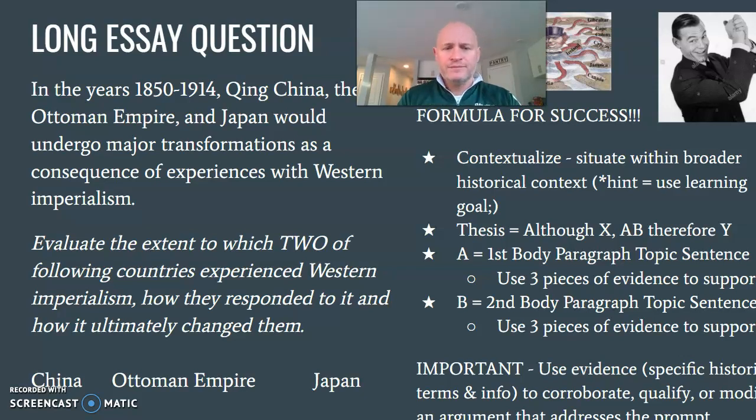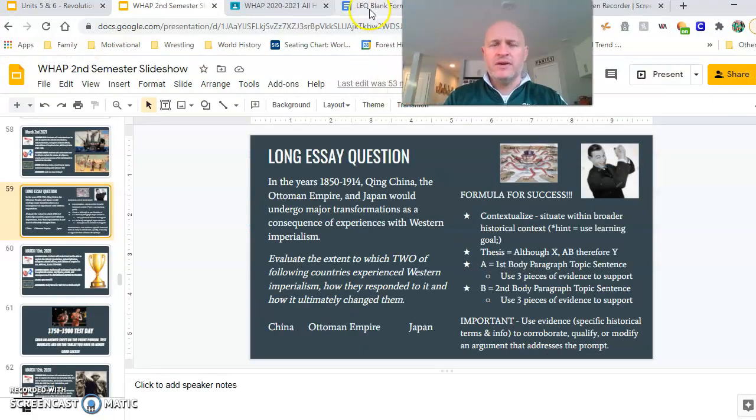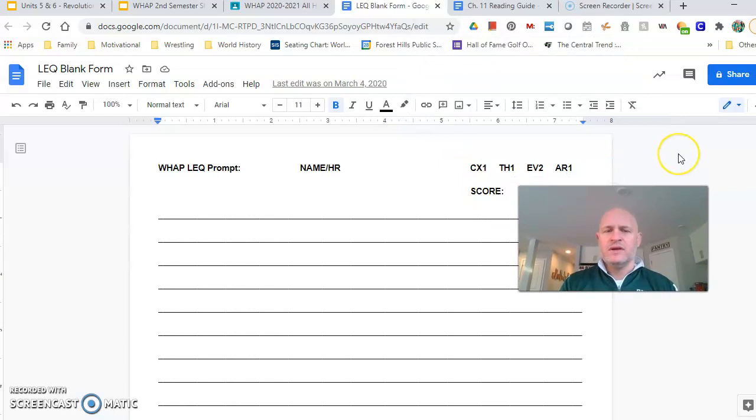If you look, I have a form. If you go to the Google Classroom, I have an LEQ blank form. I know not all of you have a printer at home, so I apologize. Normally I would give this to you in person, but I'm asking that you, if you can, print it out. If you can't, I'll try to figure out a way to get it to you, but this is a digital copy. I do not want you to print or to type your essays. Do not type your essays.